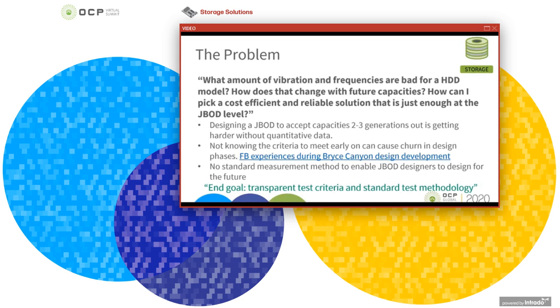So in the end, we would like to get out of this thought experiment a transparent test criteria and a standard test methodology by which we can quantify vibrations at the HDD and the vibration susceptibility that an HDD will be able to tolerate.